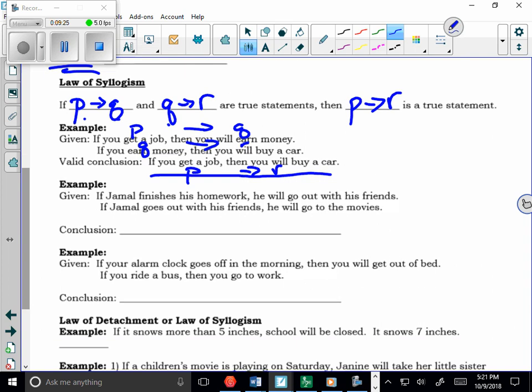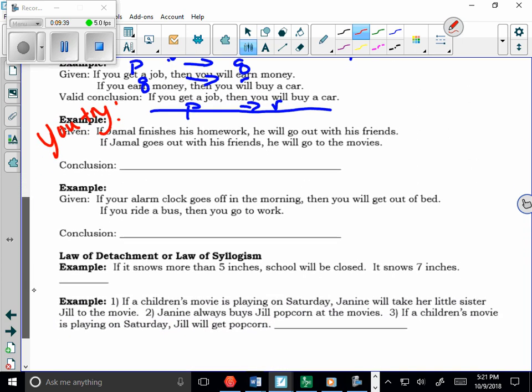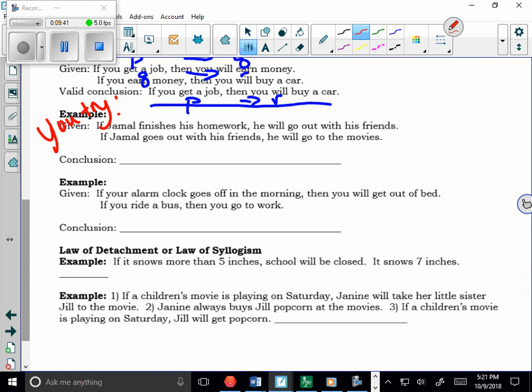So then let's take a look at this one. Actually, why don't you guys try it. Like I said, the law of syllogism is a little easier, so see how you can do on that one. Okay, now after you've done that, let's take a look at the next one as well.